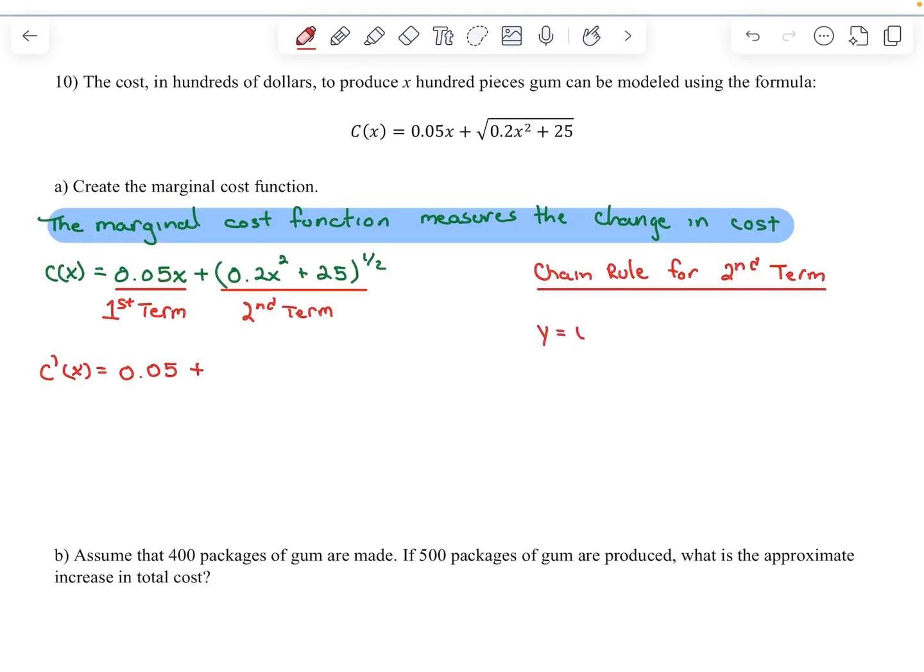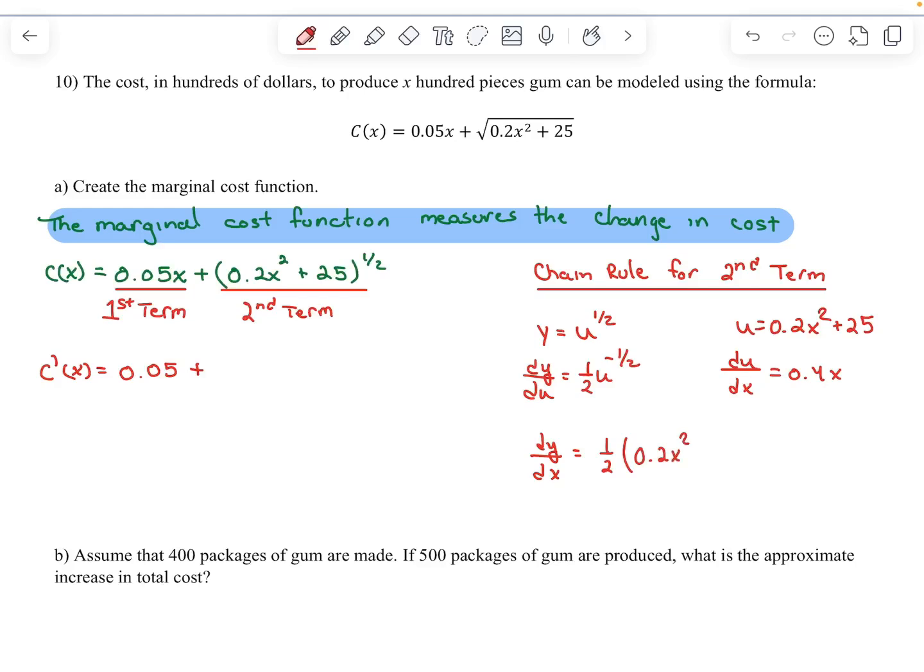I'm going to let y equal u to the 1/2 power, and I'm going to let u equal 0.2x squared plus 25. The derivative of y with respect to u is 1/2 u to the negative 1/2 power, and the derivative of u with respect to x is 0.4x. Applying the chain rule, we have the derivative of y with respect to x is 1/2 times the quantity 0.2x squared plus 25 raised to the negative 1/2 power times 0.4x.